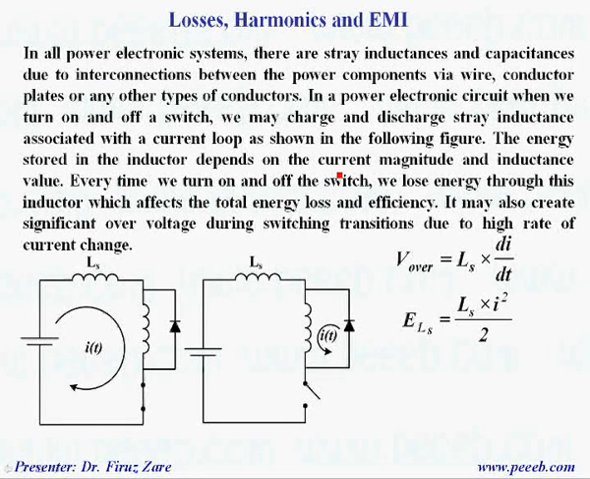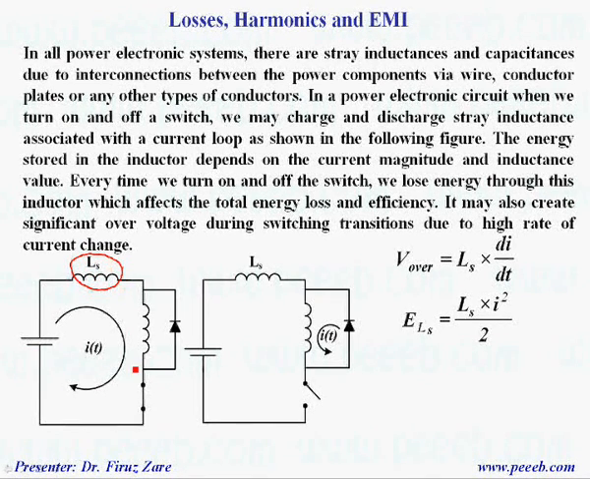In all power electronic systems there are stray inductances and capacitances due to interconnection between the power components via wire, conductor plates, and/or any other types of conductors. In a power electronic circuit, when we turn on and off a switch, we may charge and discharge a stray inductance associated with the current loop as shown in the following figure. That means suppose that this current loop has this stray inductance.